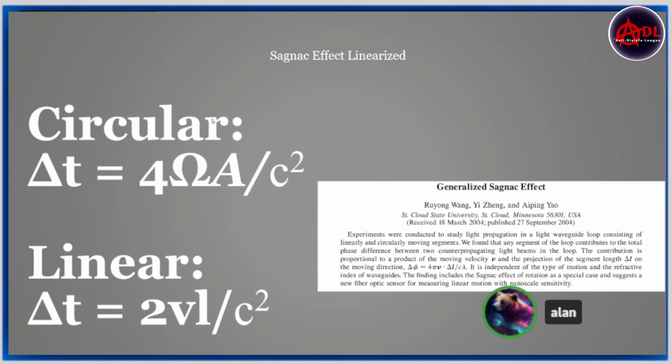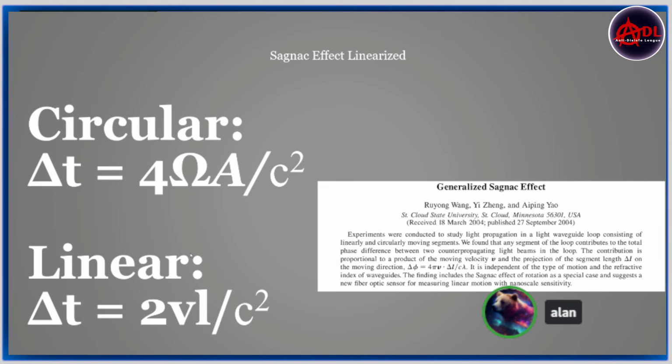So just to recap what that means mathematically here. For the circular derivation, we have delta t equals 4 omega a over c squared. What they're saying here is 4 times the rotational speed of the device times the area of the device over c squared will give you the amount of fringe shift pattern produced. So what Wang did in his experiment, he had a linear equation, where your delta t, your fringe shift pattern produced, is equal to 2 times the velocity times the length of the device over c squared.